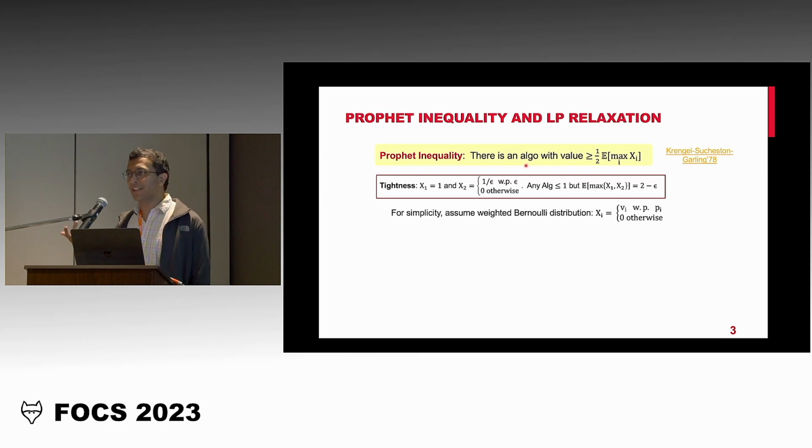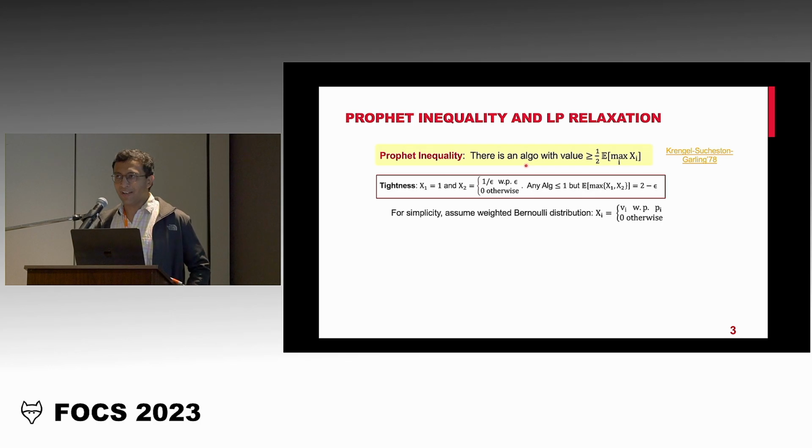So one way of thinking about this is you have these different random variables with different customers. The ith customer shows up with probability pi. If they show up, you know that they'll have a value of vi. Otherwise, they don't show up and you have a value of 0. In some sense, this is what I'm going to call the weighted Bernoulli distributions. And for simplicity, I'll talk about this.